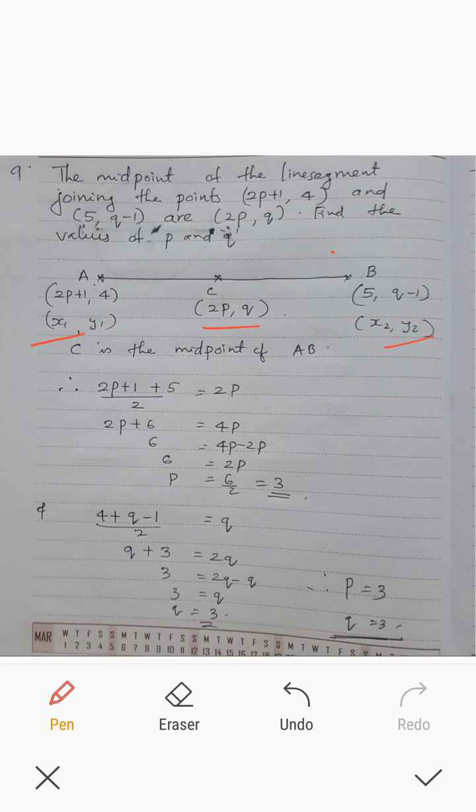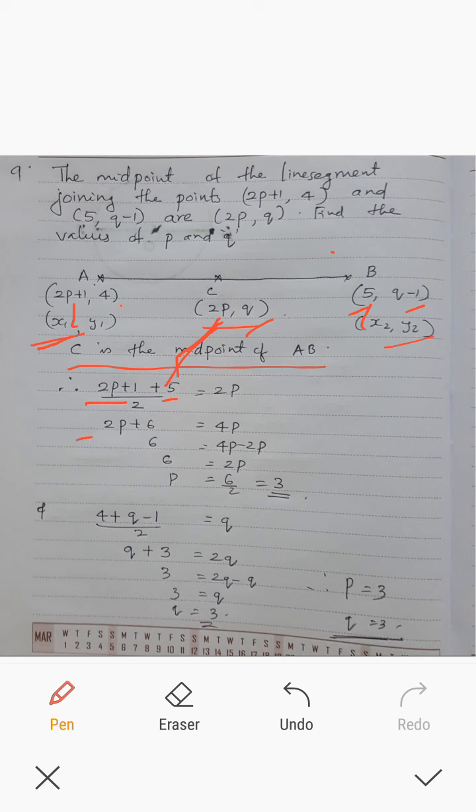Here the x coordinate of A is 2p plus 1 and the y coordinate of A is 4. The x coordinate of B is 5 and the y coordinate of B is q minus 1. The x coordinate of C is 2p and the y coordinate of C is q. C is the midpoint of AB. So we can say the x coordinate 2p is equal to x1 plus x2 by 2. x1 is 2p plus 1, x2 is 5. So 2p plus 1 plus 5 by 2 is 2p.